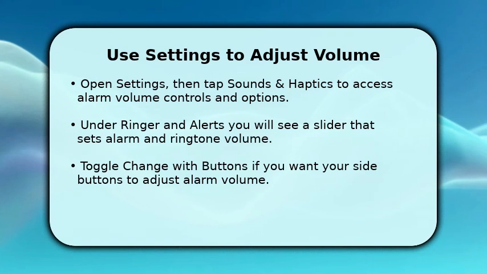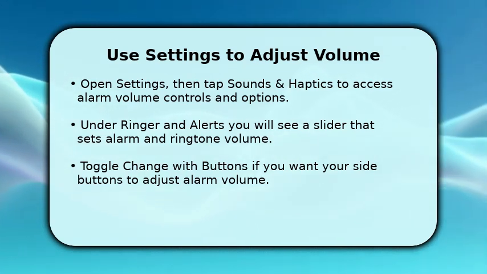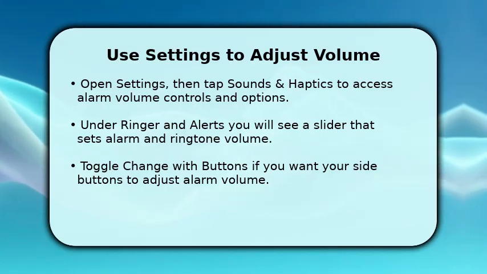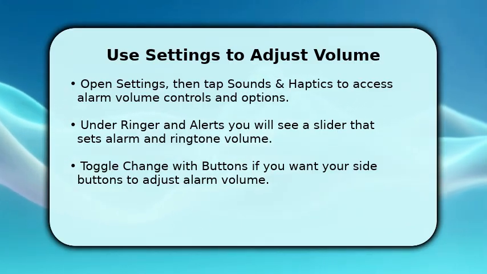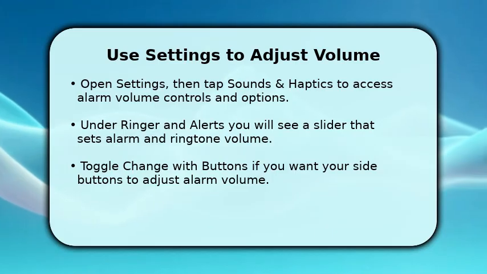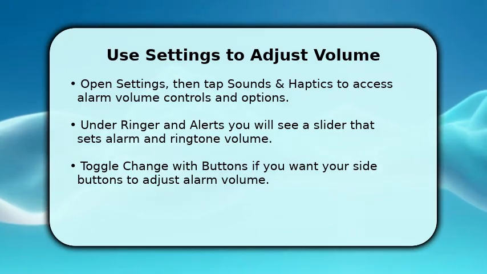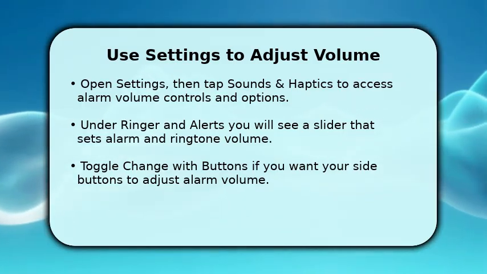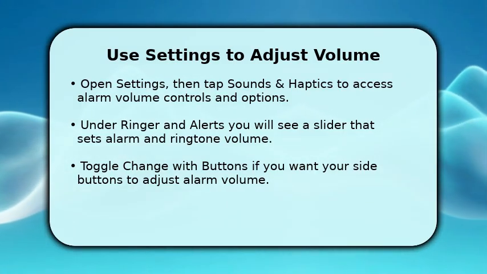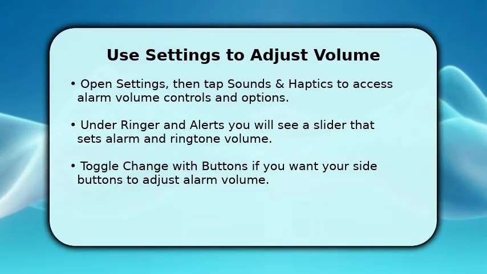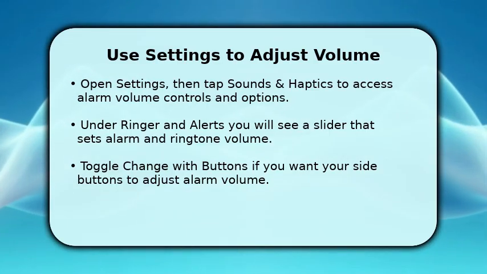Open Settings, then tap Sounds and Haptics to access alarm volume controls and options. Under Ringer and Alerts, you will see a slider that sets alarm and ringtone volume. Drag the slider right to increase volume or left to decrease it in real time. Toggle Change with Buttons if you want your side buttons to adjust alarm volume. Test by setting a brief alarm in Clock, then adjust again if needed for clarity.